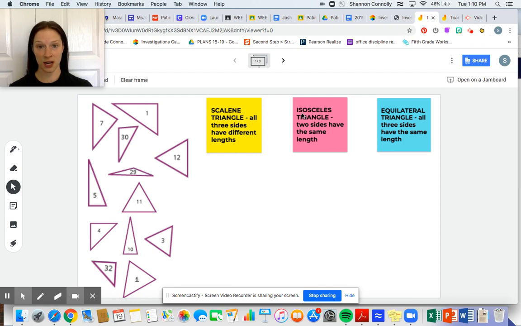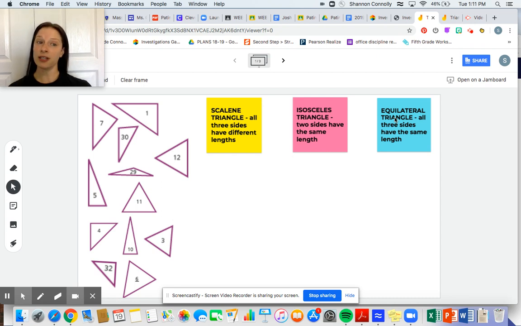Next one, pink post-it, eyes there, isosceles, okay? This one always trips us up because it's spelled so funky. An isosceles triangle is a triangle that has 2 sides that are the exact same length. So if we measured 2 of the sides, they would be the same. We call that an isosceles triangle, okay? And eyes on the blue, equilateral. An equilateral triangle has all 3 sides the same length. So if we measured all 3 sides, they would be the same exact length.